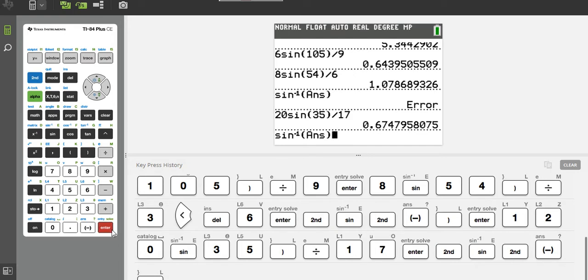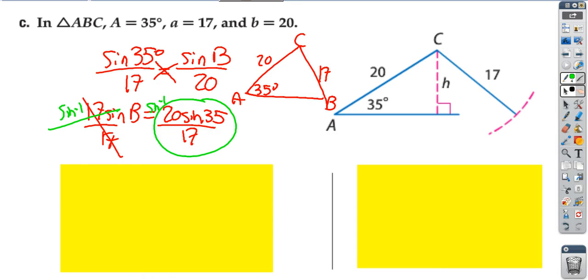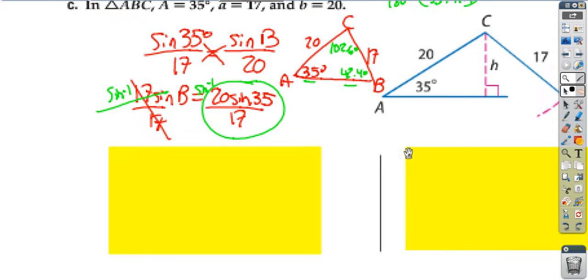And let's find the inverse. So this is 42.4 degrees. Okay, so let's just write that down. So angle B should be 42.4 degrees, and then if we add these together and subtract from 180, that's going to give us our third angle. So that's 77, so that's going to be 102.6 degrees for our third angle. Okay, and then you can find the third side by using the law of sines.